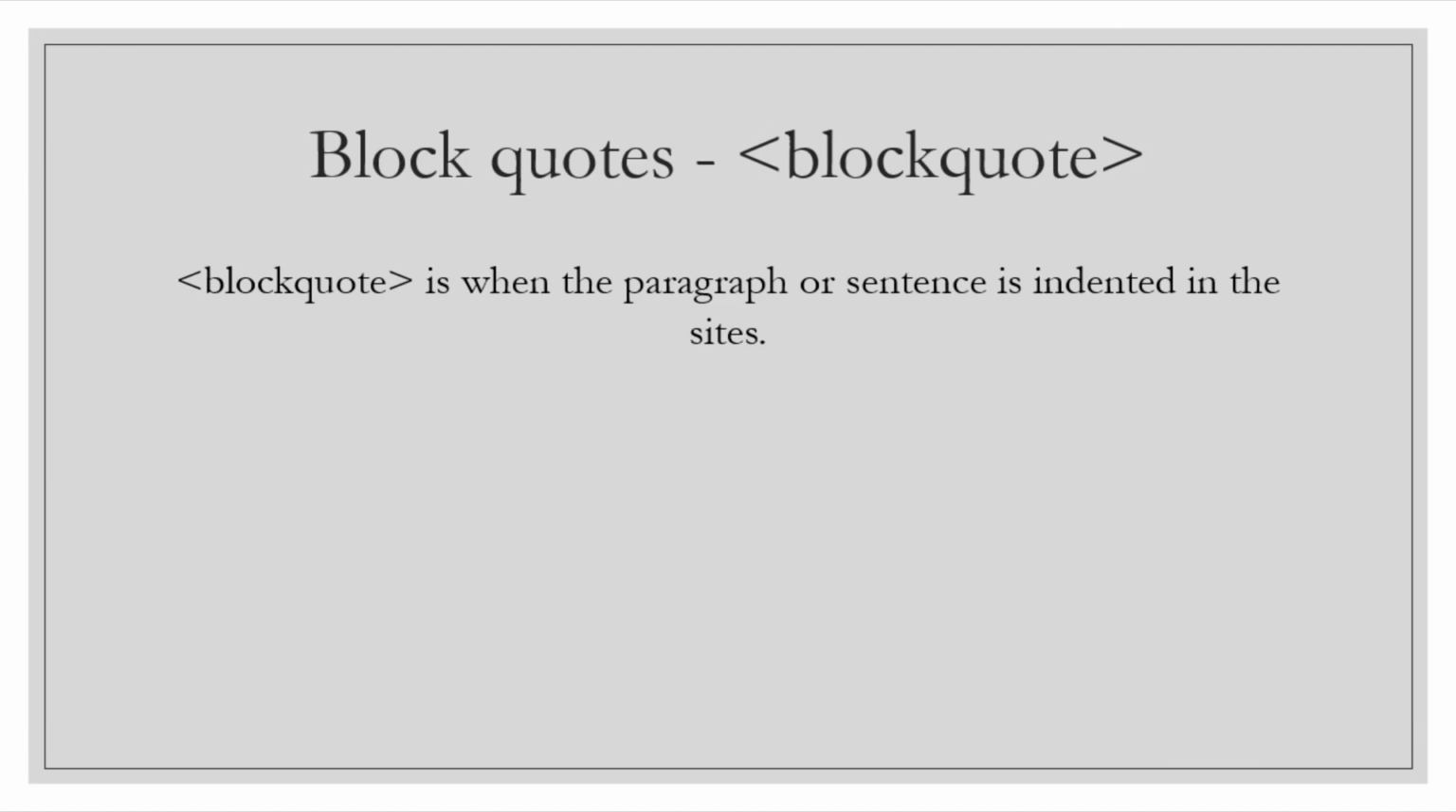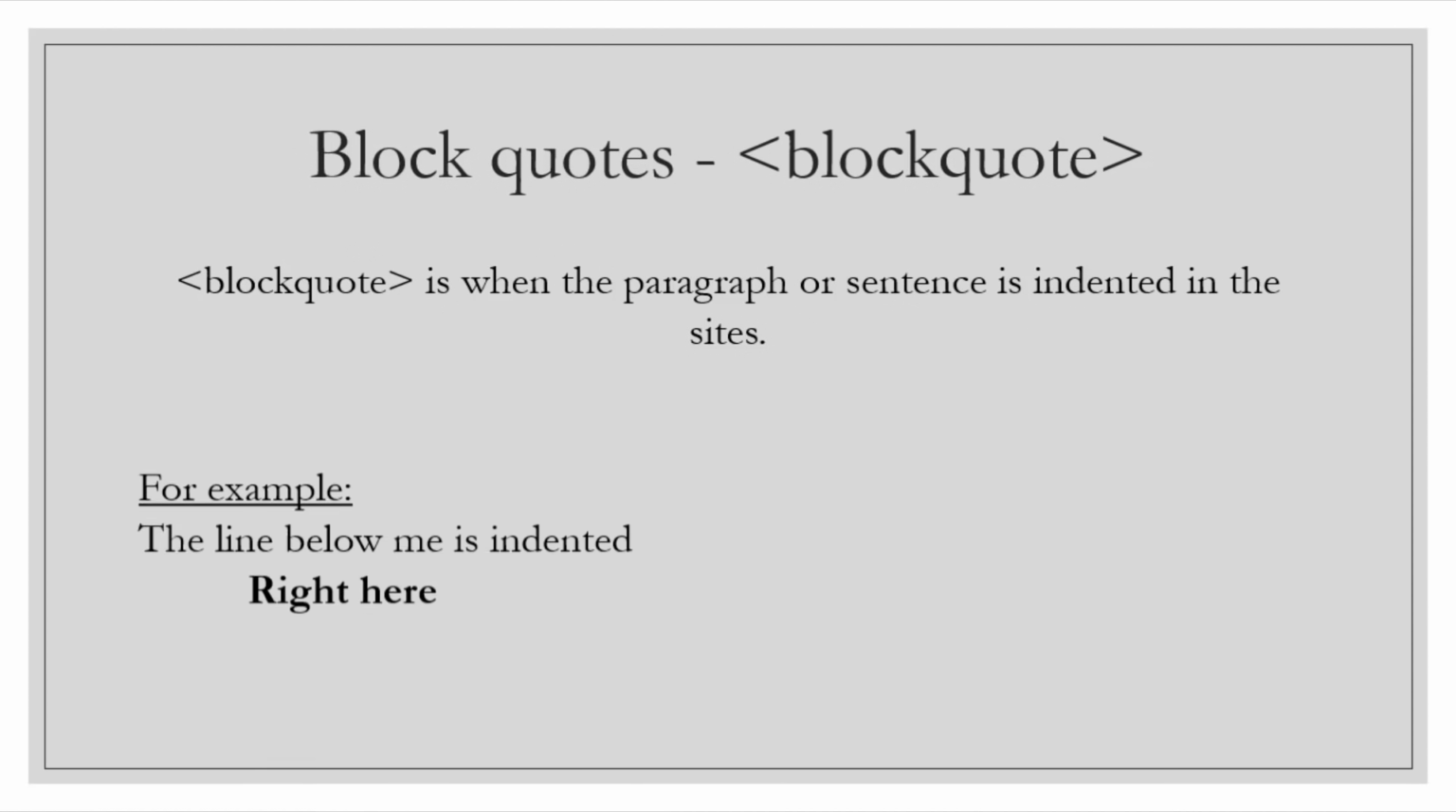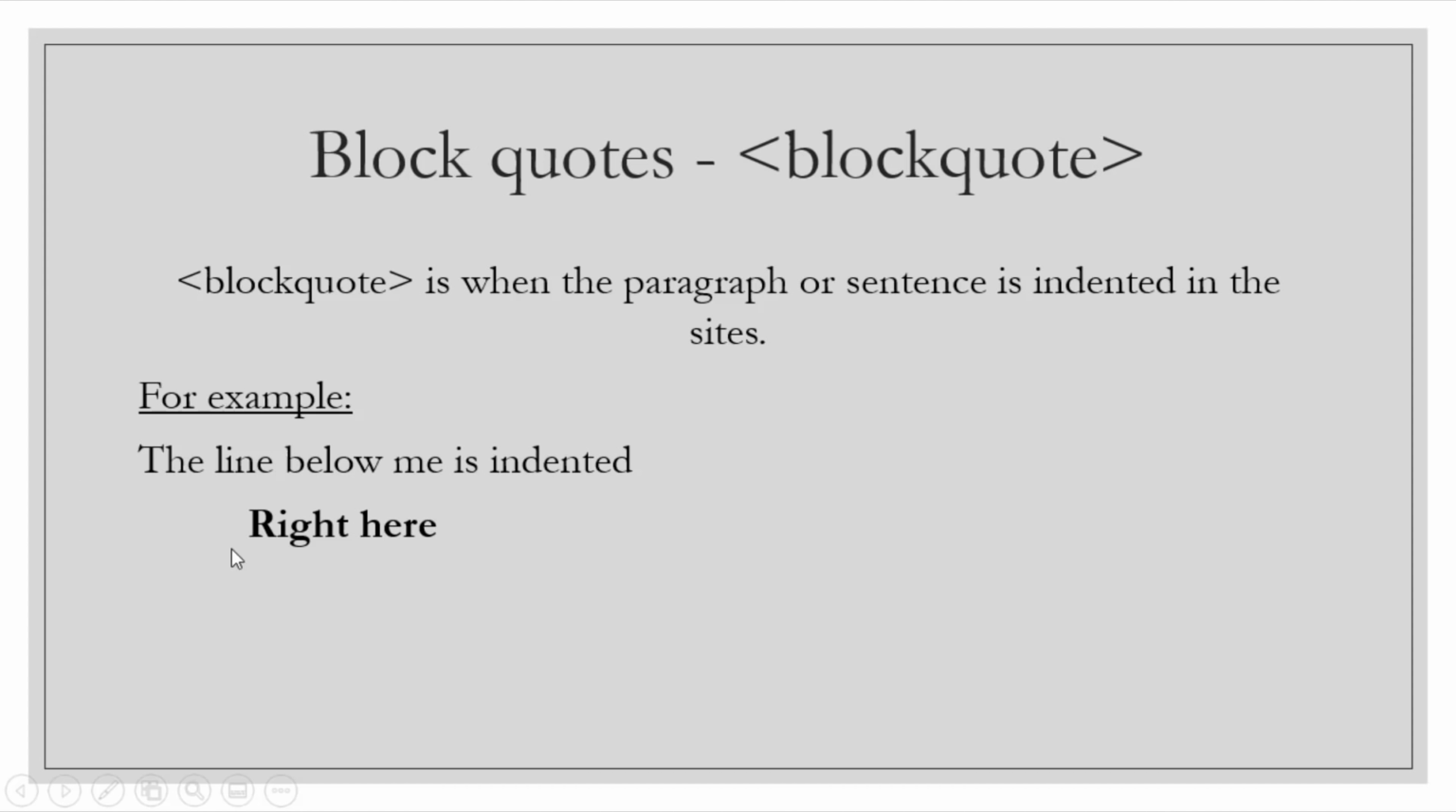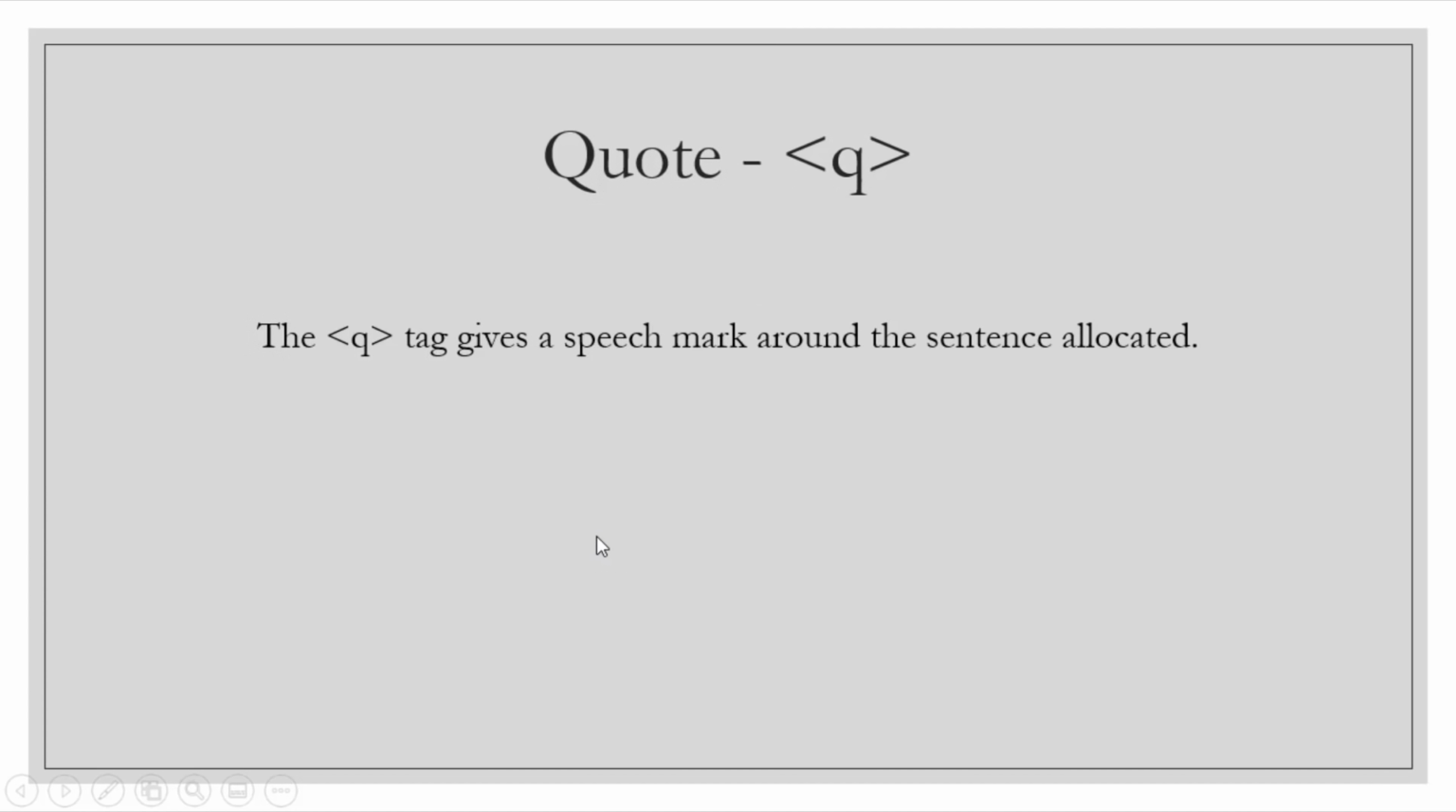So block quotes. A block quote is when the paragraph or sentence is indented in the cite. So this is an example right here, where it says right here, so it's indented. Quote. The Q tag gives a speech mark around the sentence allocated. So here's an example right here.